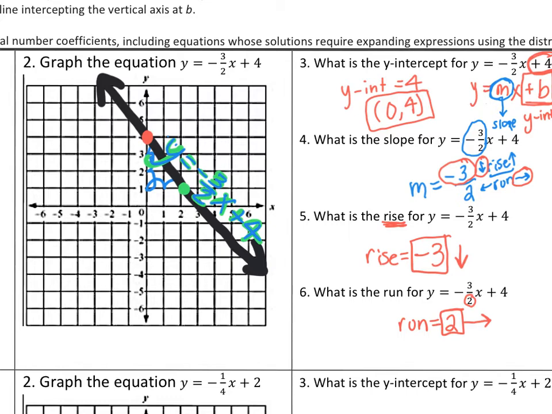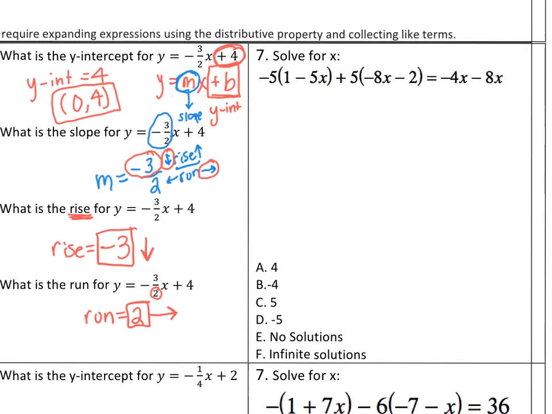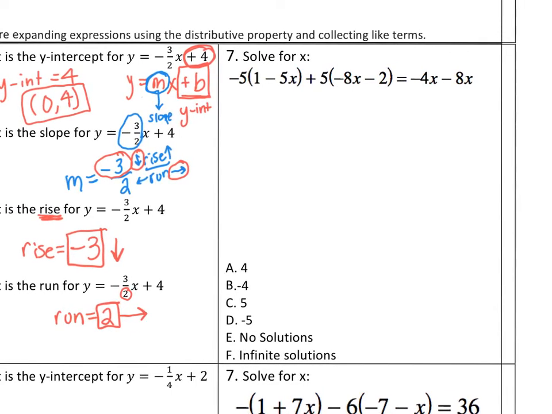Now our last question. There's a property that I showed you in 7th grade when it comes to parentheses having a coefficient outside of it. If you remember correctly, that was called the distributive property. You will need to use the distributive property like adding and subtracting in 8th grade. It's going to be everywhere in 8th grade. So -5 times 1, -5 times -5x, 5 times -8x, 5 times -2.